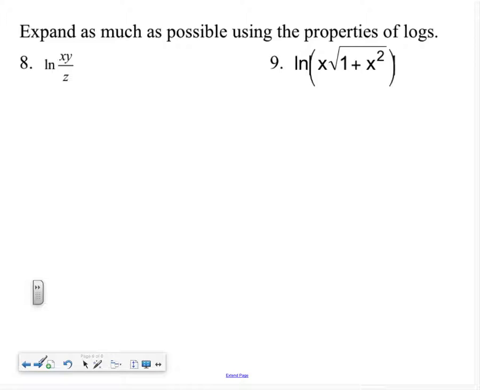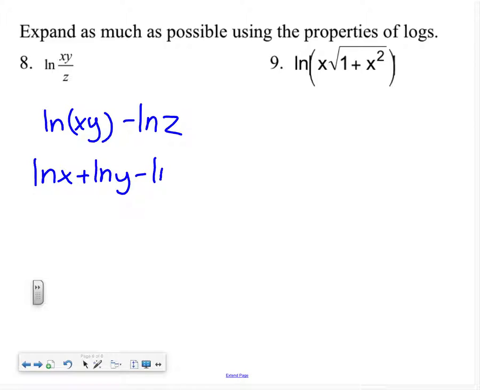Okay? So a product turns into a what? When I expand, addition. Actually, let's deal with subtraction first, then look at division turns into subtraction. Right? Is that okay? And multiplication turns into addition. So this would be the ln of x plus the ln of y minus the ln of z, and I'm expanded. So anything that's on top is going to be added. Anything that's on the bottom is going to be subtracted. That's all there is to it.